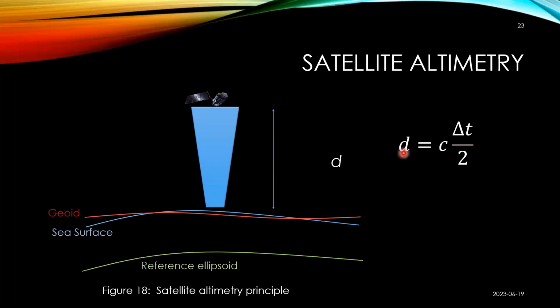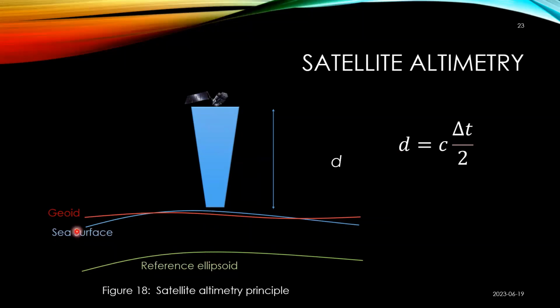But there are many other corrections that we have to consider, and one, the big one, is the atmosphere. What we measure here is the sea surface height. This distance is measured, but since we have the coordinates of the satellite, we can determine the height of the sea surface from the reference ellipsoid.